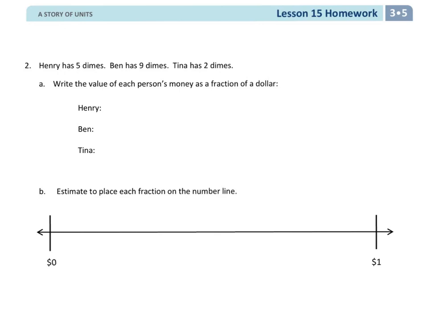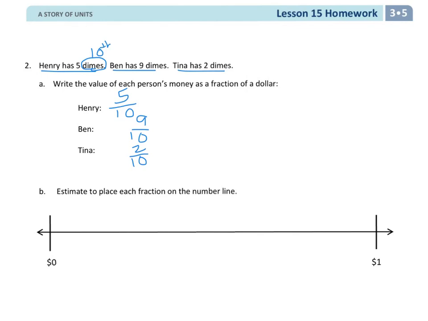For this one, we're going to be talking in terms of dimes, and we'll start doing some fractions, and then we'll estimate the place on the number line for it. So Henry has 5 dimes, Ben has 9 dimes, and Tina has 2 dimes. Write the value of each person's money as a fraction of $1. Well, this might seem a little difficult at first, but what we're going to do is replace those dimes with what the value is, and that's 10, because there are 10 dimes in $1. So my unit is tenths. Henry has 5/10 of $1. Ben has 9/10 of $1, and Tina has 2/10 of $1, because each dime is worth 1/10.